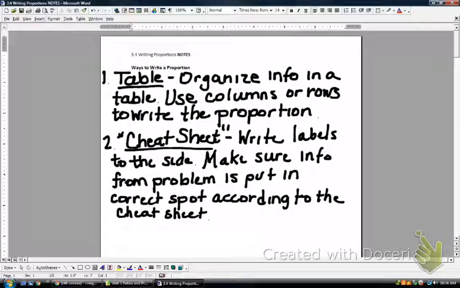The second way to write a proportion is what I call a cheat sheet, and how you do that is you write the labels to the side, make sure the information from the problem is put into the correct spot according to the cheat sheet. I have found just from past experience that you need a way to organize your data when you are writing a proportion. Otherwise, it's easy to get the numbers in the wrong spot. If you get the numbers in the wrong spot, then your proportion will be incorrect. So let's look at our first example so you can see the two different ways to write a proportion.